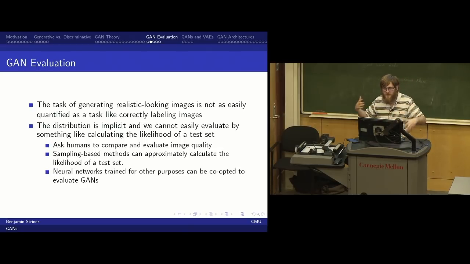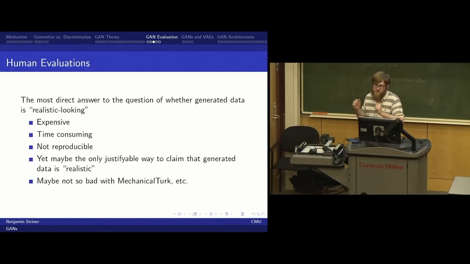But there are at least three ways we're going to talk about to evaluate GANs. One way is human in the loop, one way is there's some sampling methods for log likelihood, and the third is there's some kind of roundabout methods using neural networks that were designed for other purposes, which are kind of cool. But we'll unpack each of those in order. We'll start with the most basic.